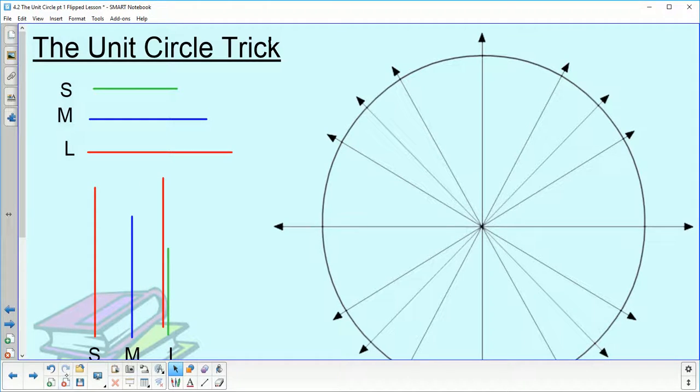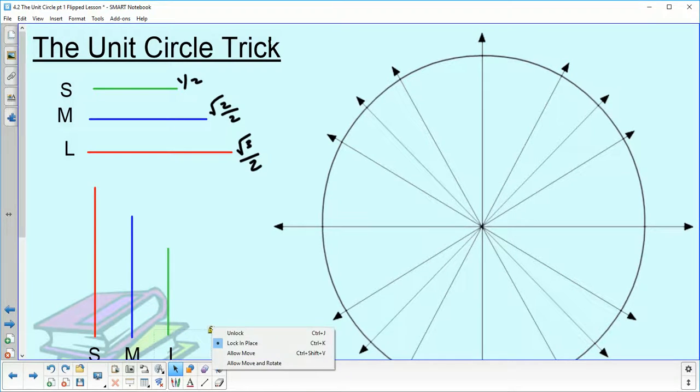Whoops. Okay. So your long values, the ones in red, are going to be the biggest number we're going to talk about, which is square root of 3 over 2. Your medium value is going to be square root of 2 over 2, and your short is going to be 1/2. Okay, so these should actually be switched. Okay, the long goes here, and the short goes there.